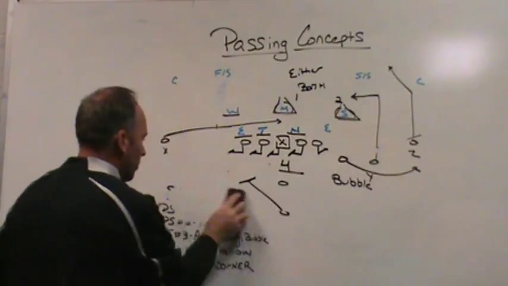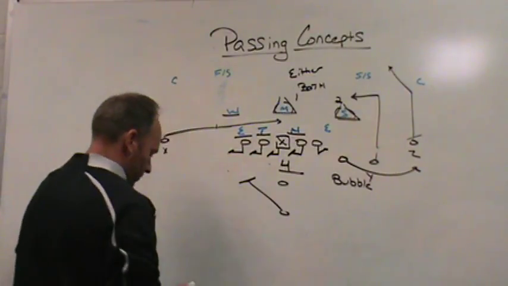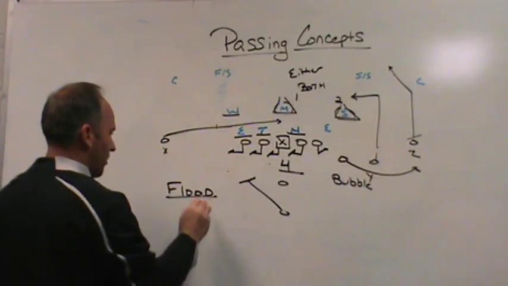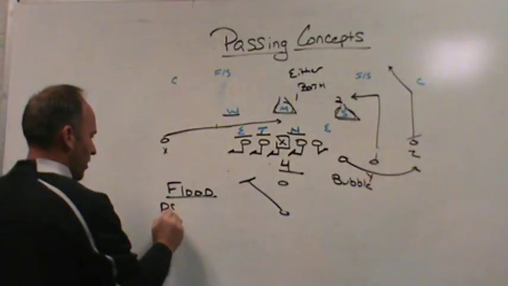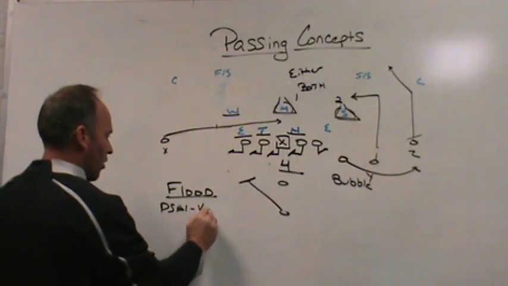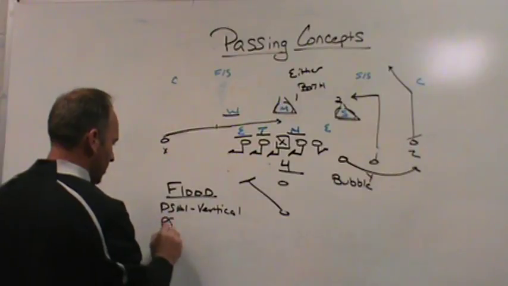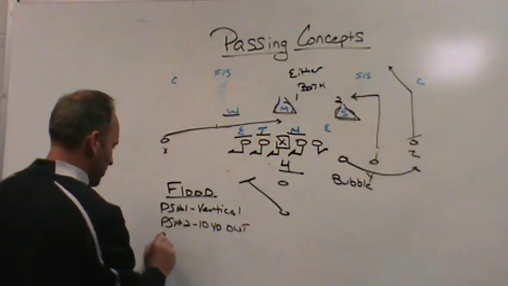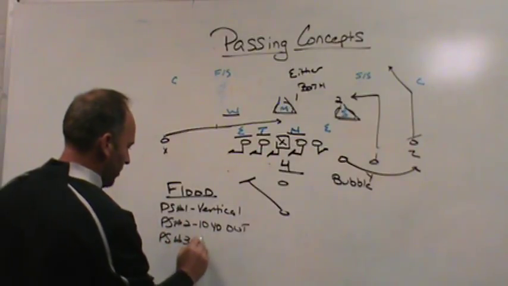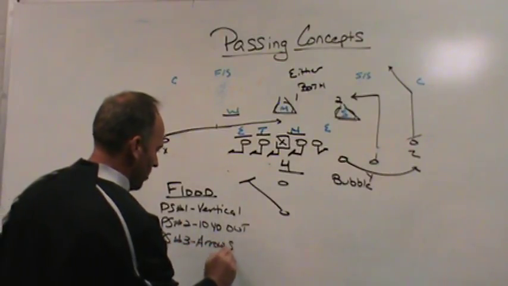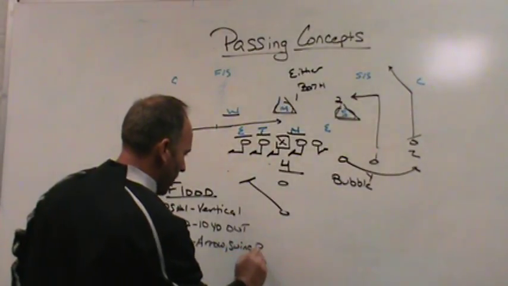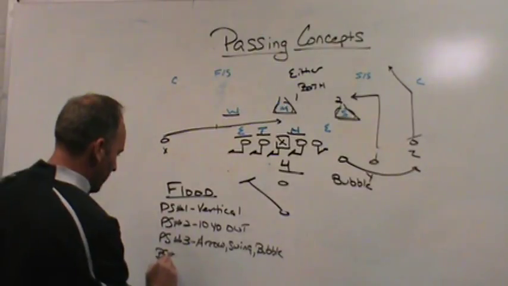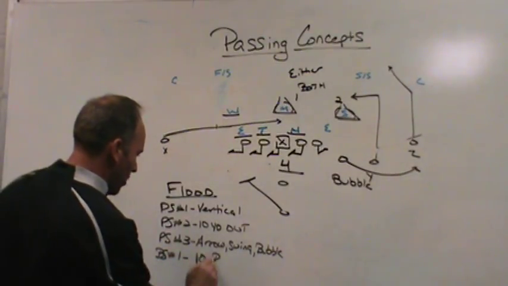All right, if you wanted to run, you could run the old flood concept, the Y sail. If it's air raid or different terminologies, flood concept. Play side number 1 for us is going to work vertical. Play side number 2 is going to run the 10-yard out. Play side number 3 for us is always going to be flat control, so that's going to become arrow, swing, or bubble.